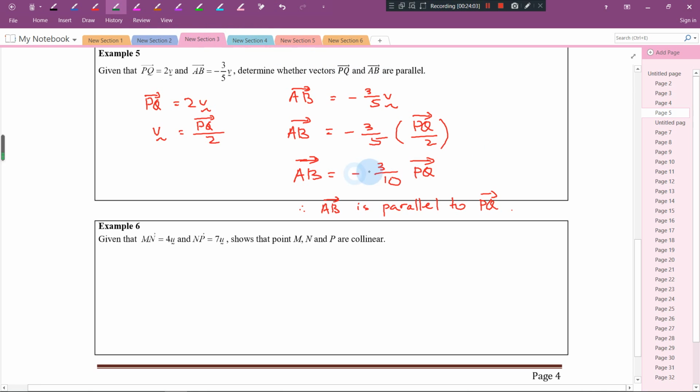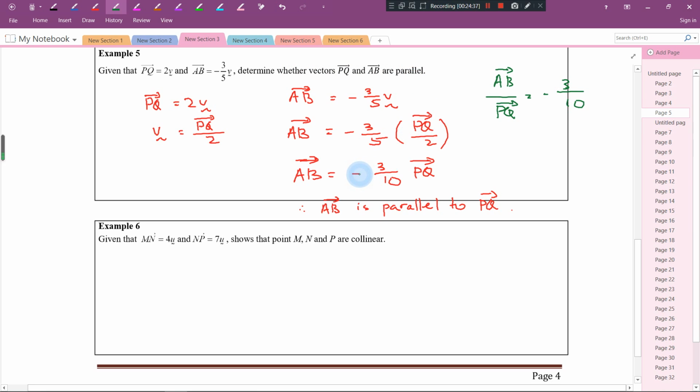Some students can get it directly here. So you know that actually PQ is longer, right? If you want to draw it, if you cannot see it, you can draw it this way. Now you move the PQ over here, and then you will get it. If AB is 3 parts, PQ is 10 parts, right? So it means that PQ is actually longer. But this question does not ask you to do this. It just wants you to determine whether they are parallel or not. So this was just extra information.